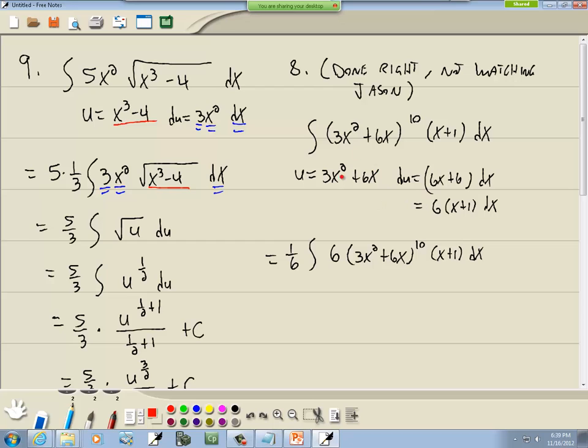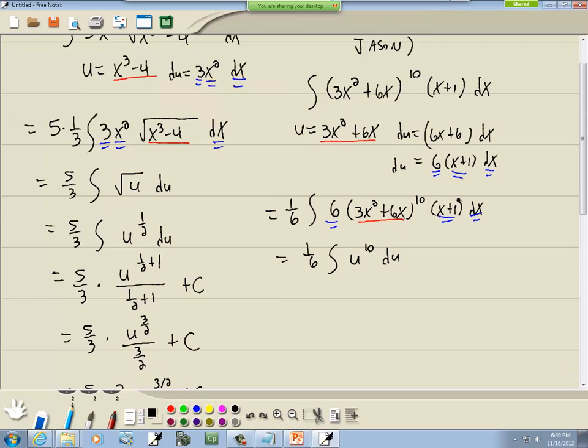Okay, this right here matches that. 6, x plus 1, dx. All three of those match. So this becomes u to the 10th du. All these get replaced by du. Okay, add 1 to our power. Divide by our new power. And then plus c. Which gives us 1 over 66. And u, we said, was 3x squared plus 6x. So this is 3x squared plus 6x to the 11th power plus c.